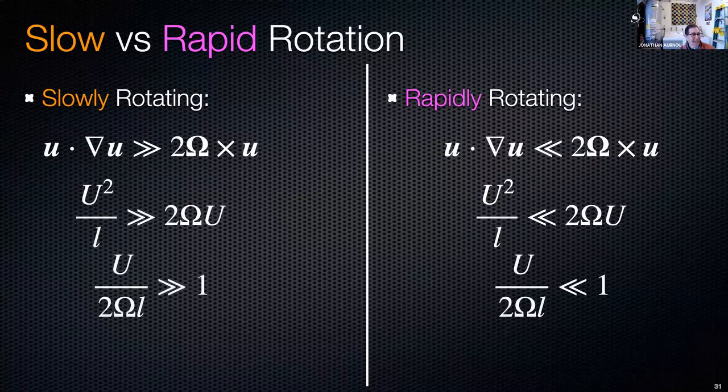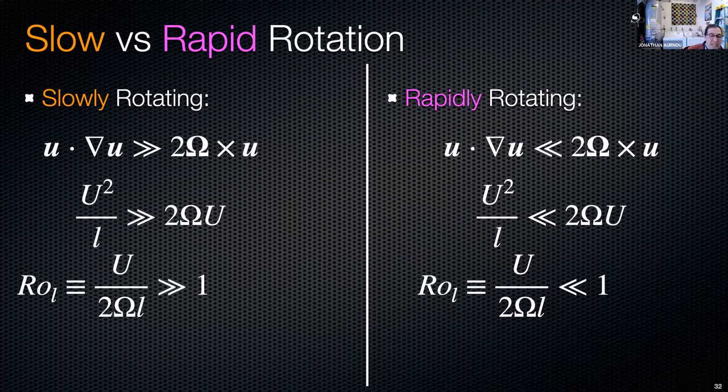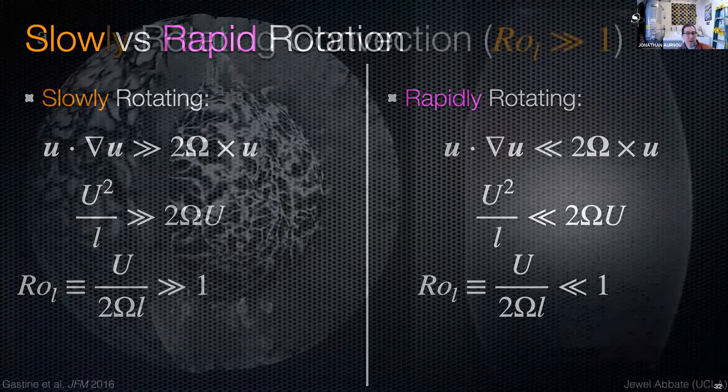So if we again now just cross multiply, then we get that u over 2 omega L is much greater than 1 in the slowly rotating regime, and it's much less than 1 in the rapidly rotating regime. Okay, well, that is the local Rossby number. So the difference then between a slowly rotating universe and a rapidly rotating universe is defined on the scale of the convection itself, and we can think of it in terms of this local convective scale Rossby number.